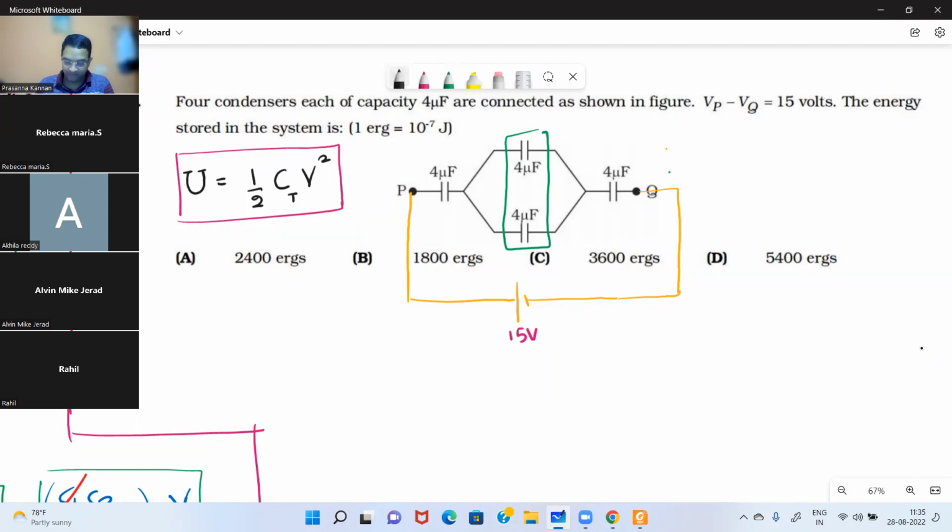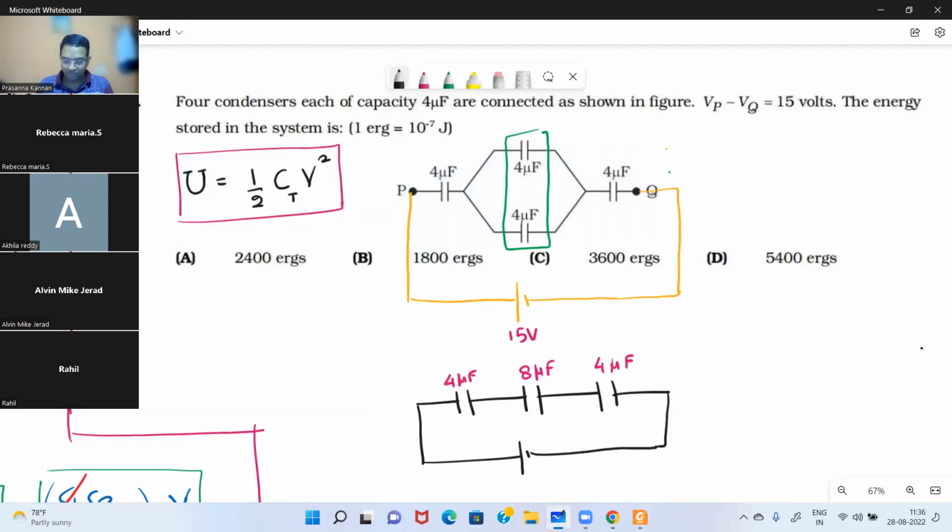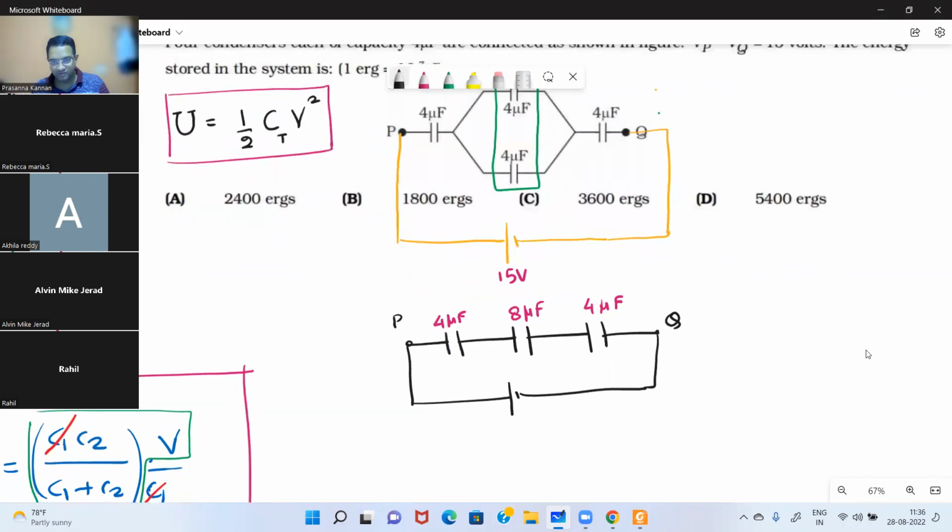Then once you simplify that, you will have a 4 microfarad capacitor, in between you have an 8 microfarad capacitor, and then finally a 4 microfarad capacitor. All of them are connected in series, and that combination is connected between 2 points which have a potential difference of 15 volts. For convenience, you can consider it equivalent to having a battery in between, whose value is 15 volts, right?